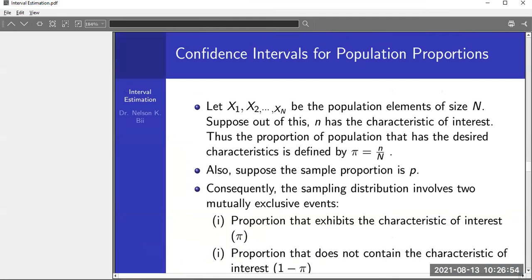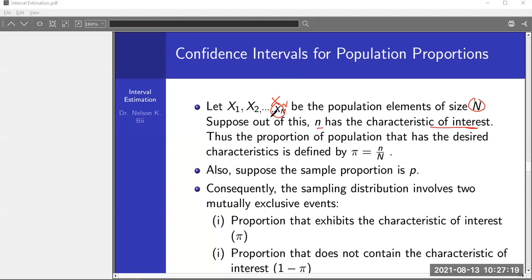So we let x1 up to xn. There is a problem here, that's supposed to be xn. I'll check that. So let x1, x2 up to xn be the population elements of size n. Out of this, suppose n has the characteristics of interest.